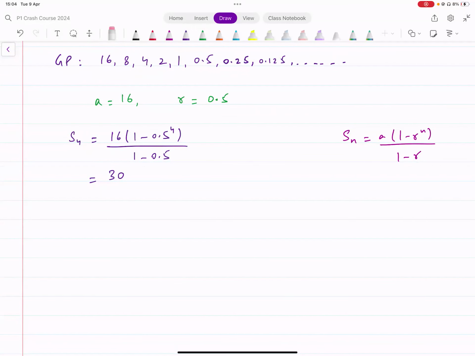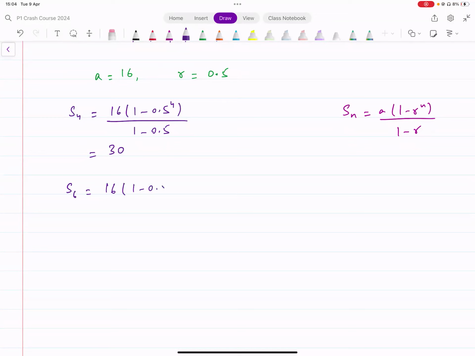Now let's try and find the sum of the first 6 terms. 16 into 1 minus 0.5 raised to the power 6, divided by 1 minus 0.5. Let's see what that turns out to be. The sum of 4 terms was 30. What about the sum of the first 6 terms now? 31.5. The sum of the first 6 terms is now 31.5. Let's find the sum of the first 10 terms. 16 into 1 minus 0.5 to the power 10, divided by 1 minus 0.5. What do you get for that?